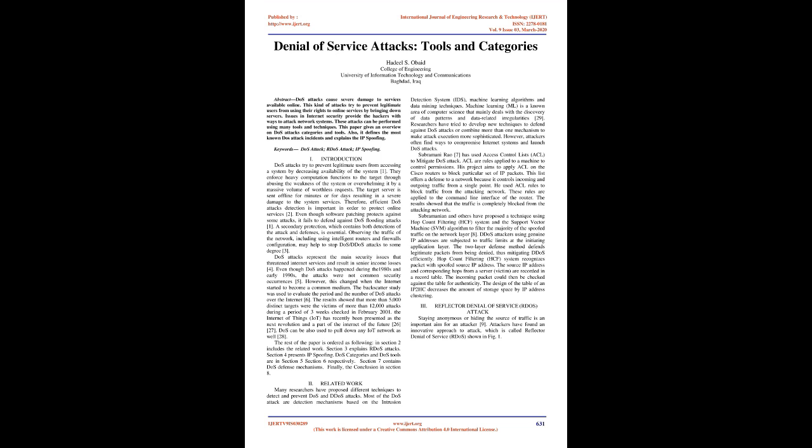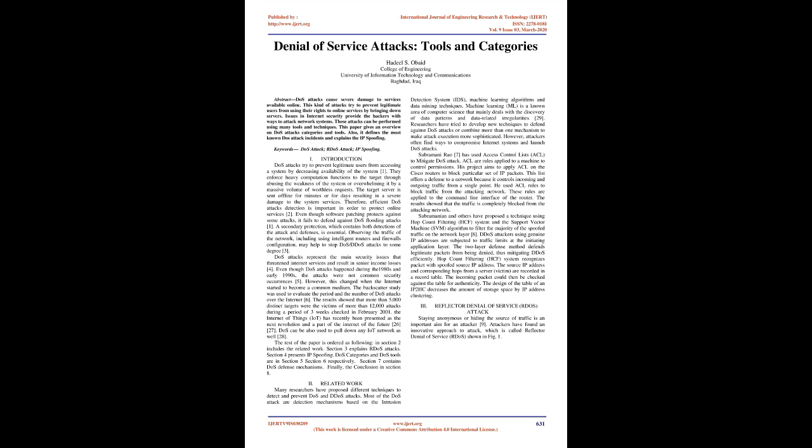The hop count filtering, HCF, system recognizes packets with a spoofed source IP address. The source IP address and the corresponding hops from a server, the victim, are recorded in a table. The incoming packet can then be checked against the table for authenticity. The design of the IP2HC table decreases the amount of storage space by IP address clustering.